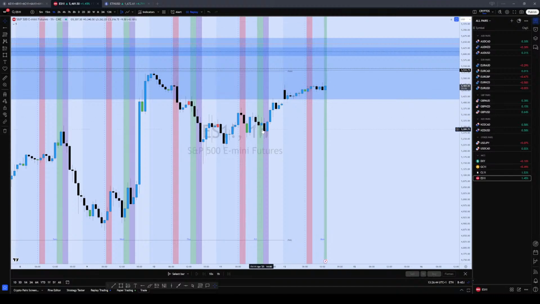Just wait for the New York session, the morning AM session, and then you look for a run below a low with a rejection, and then you buy it on the lower time frame, either M15 or M5.